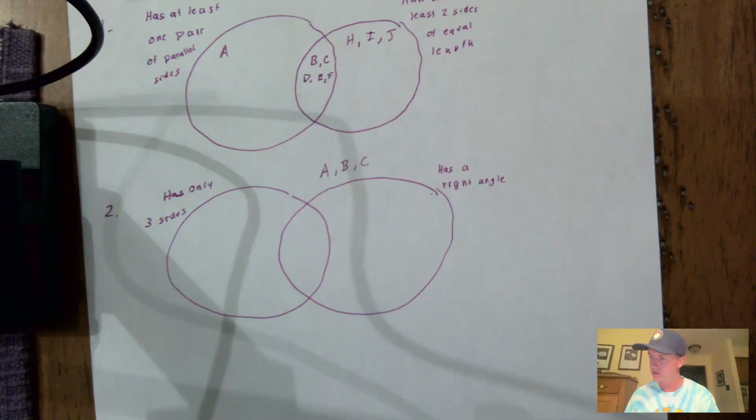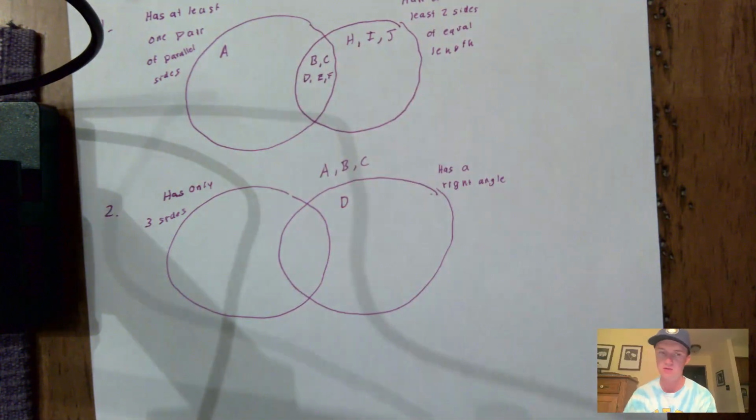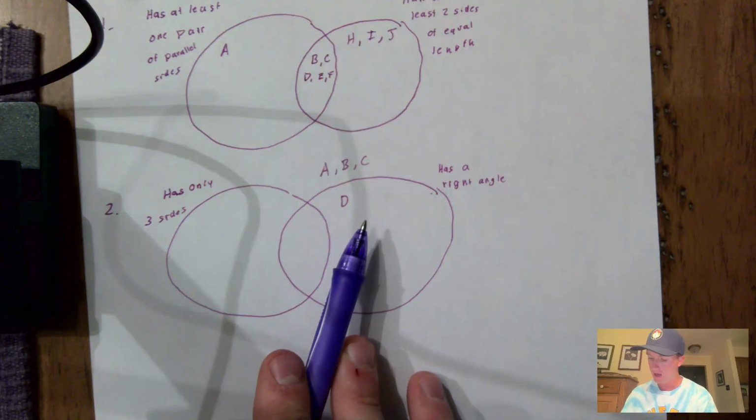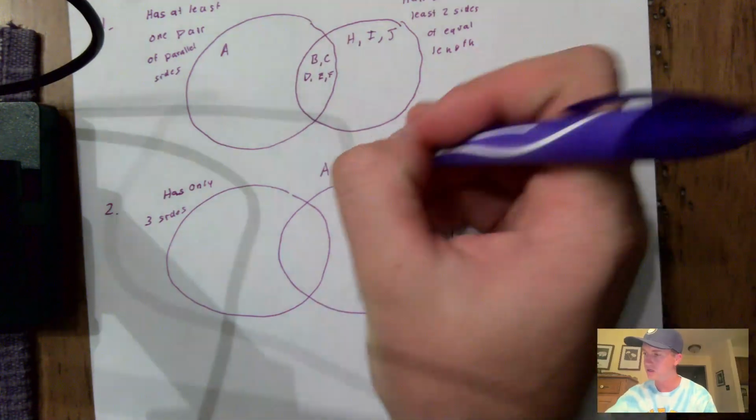Next one we have is letter D, which is a square. A square has only 3 sides? Obviously it's a quadrilateral, so that doesn't fall into it, but it has a right angle. In this case, this will fit, so we're going to put letter D on the inside there. Next one is a rhombus. Does a rhombus have only 3 sides? Obviously not. It's another quadrilateral. Does it have a right angle? Obviously it doesn't. So we're going to put the rhombus on the outside. So that's letter E.